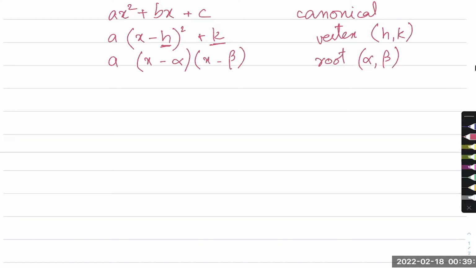Now, I don't want to go through why the vertex form is equal to the other ones. I don't want to go into that, but you should be able to convert them. That is called the completing square method.